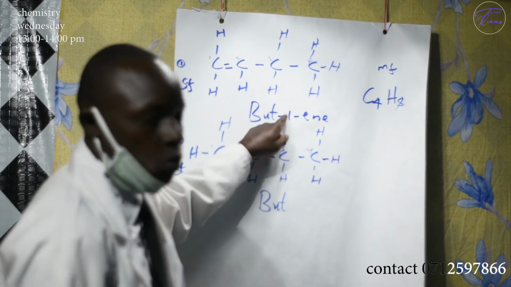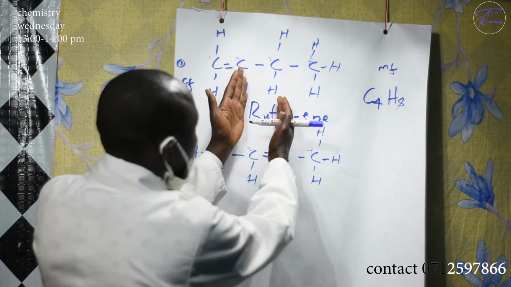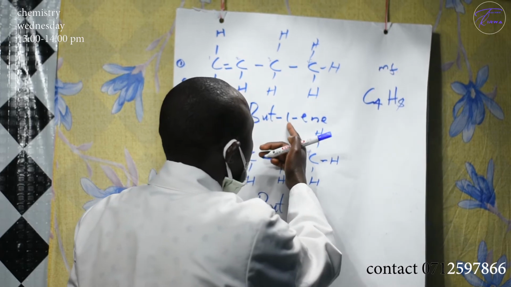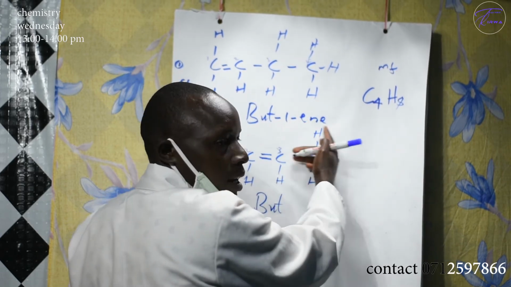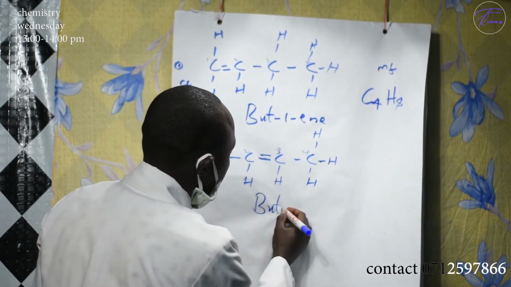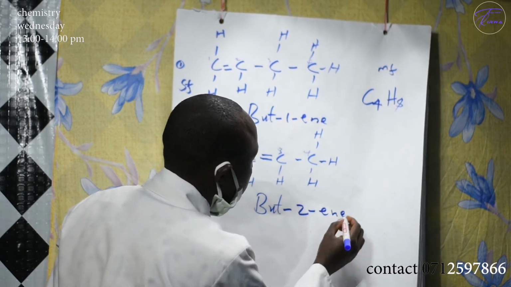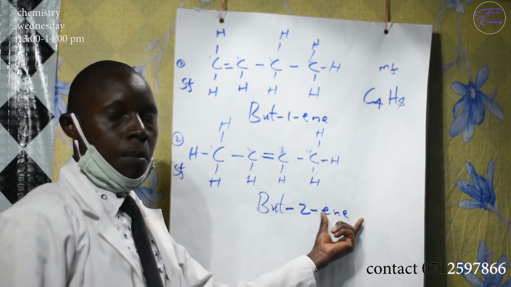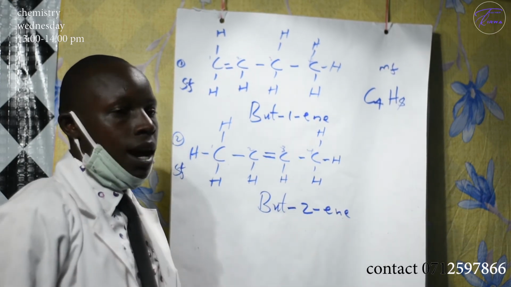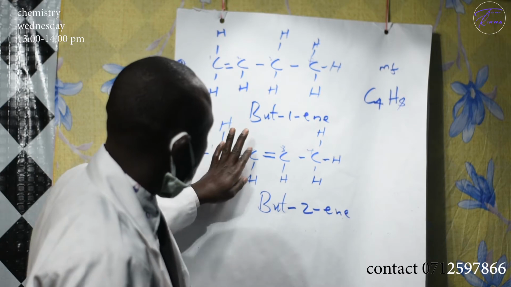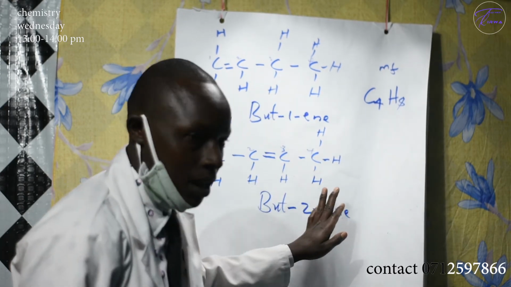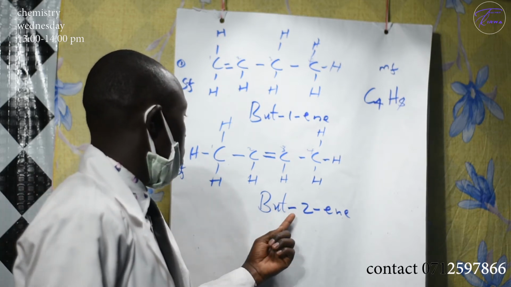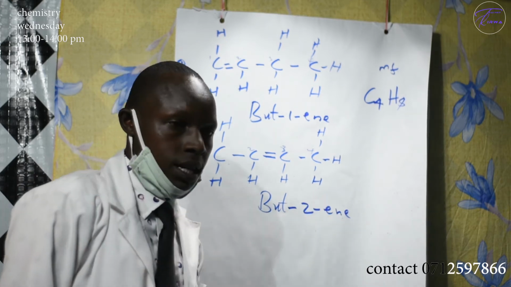So this is but-1-ene to say we have 4 carbon atoms, but-, and then we have a position at carbon number 1 we have a double bond. This one is but-2-ene to say we have 4 carbon atoms and it is a double bond, but the double bond is at carbon number 2. As we have said, it is between carbon number 2 and 3. But now we assign it the lowest number. So it becomes but-2-ene.